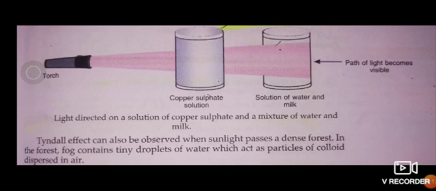Fog contains tiny droplets of water. It means in that forest, the fog contains very tiny droplets which act as colloidal particles dispersed in the air. Those tiny particles are dispersed in the air, due to which the scattering of light takes place with those droplets.